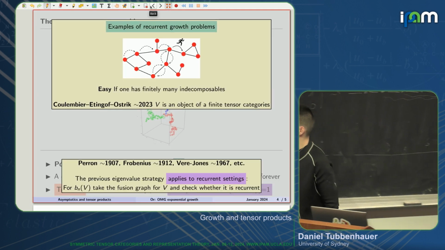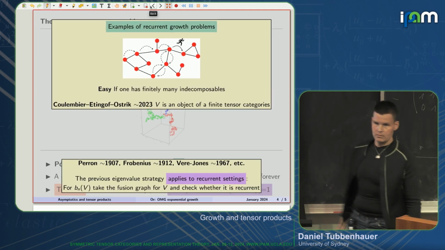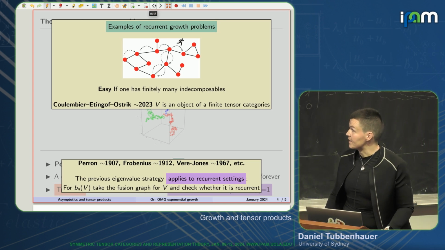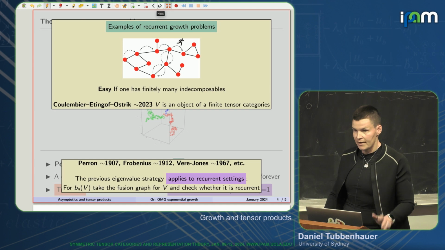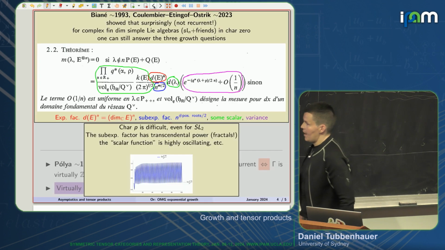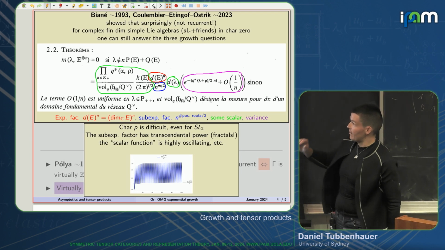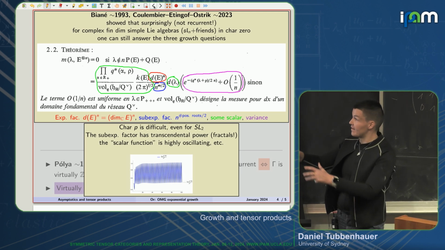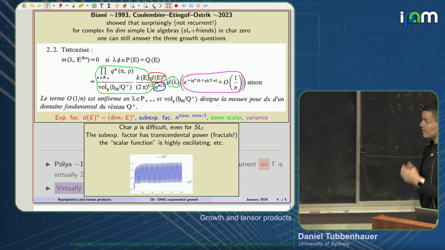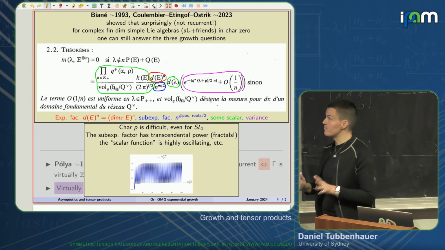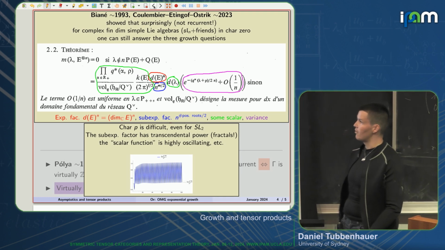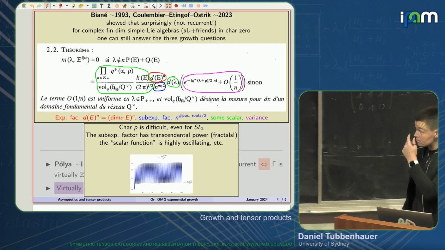Actually, any finite tensor category is recurrent. And that's not trivial, because finite tensor category doesn't mean it has finitely many indecomposables, right? So any finite tensor category is recurrent. And then there's one more case. For SL2, SL3, any reductive group in characteristic 0, you can write down a closed formula, which is really mysterious to me, because this is not a recurrent case. So the formula comes from somewhere else.